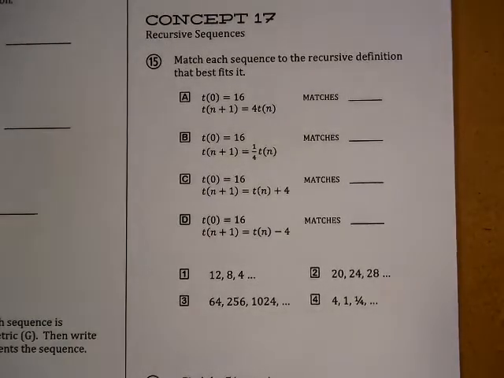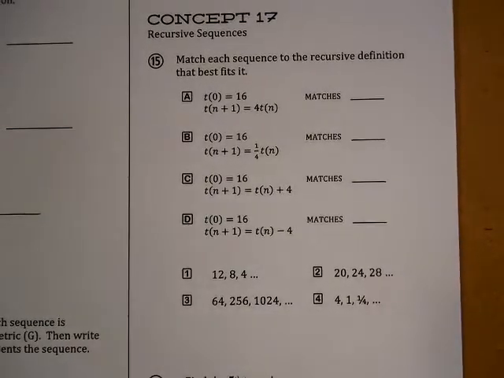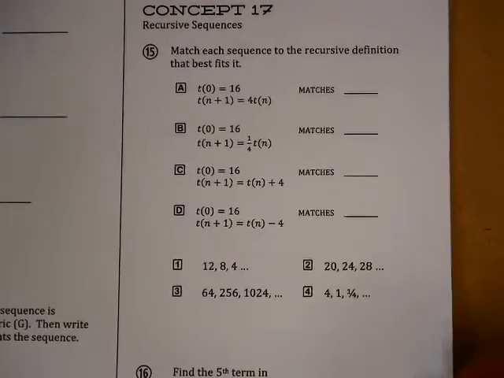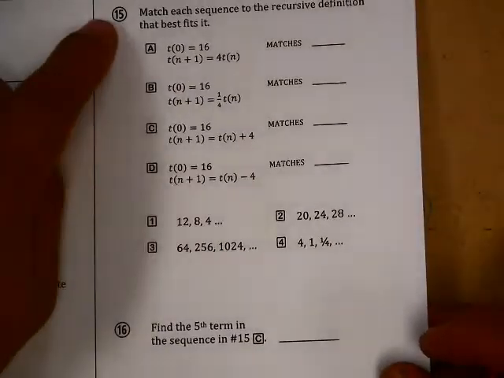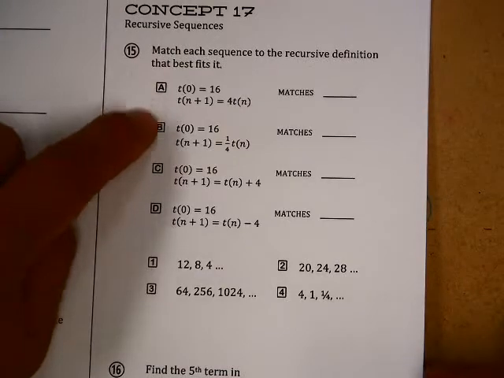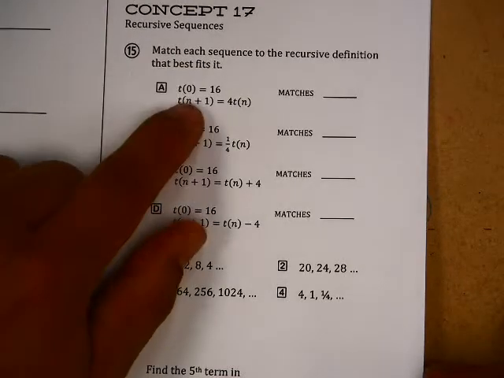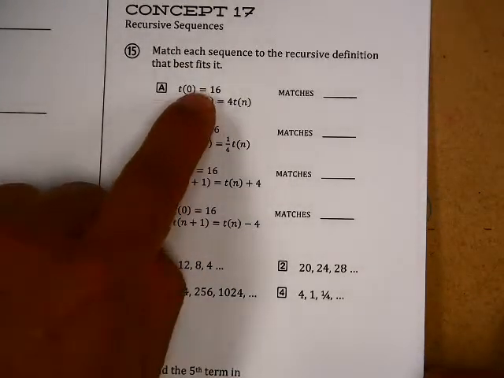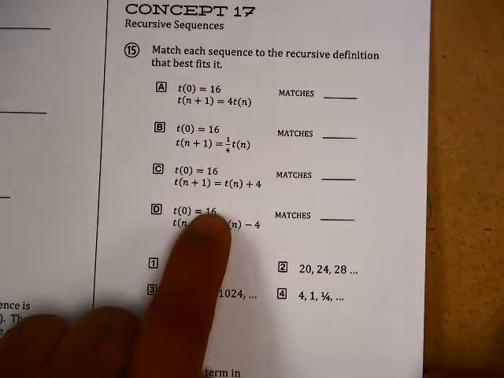Okay, here we go with problems 15, 16, and 17. So problem number 15, you have four choices, A, B, C, and D. It gives you a recursive definition. They all seem to start with 16.